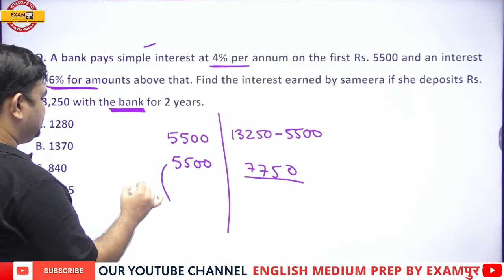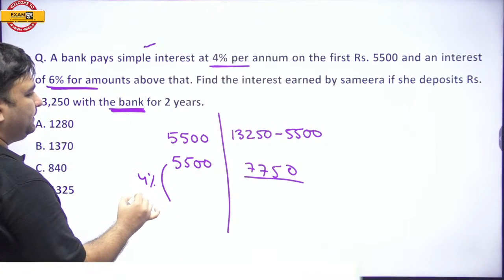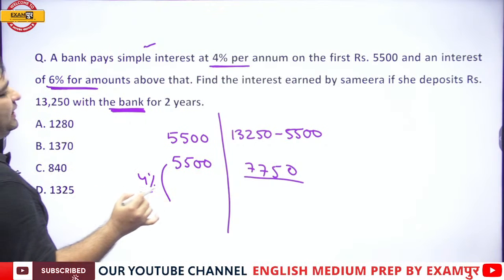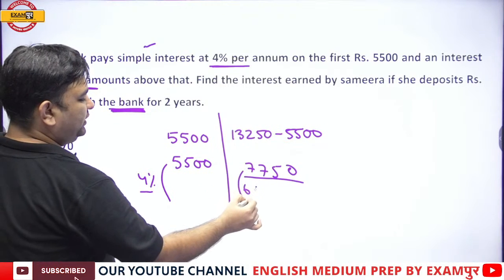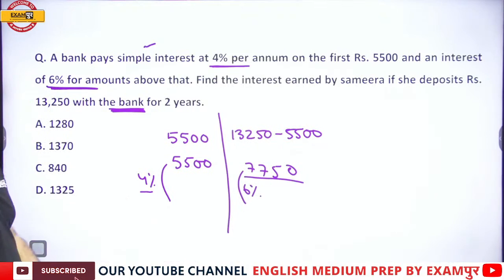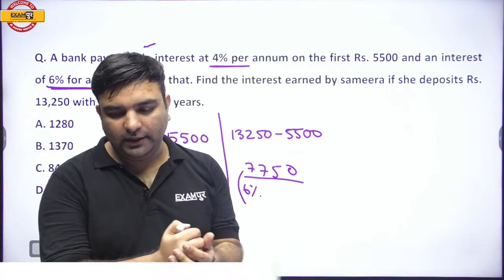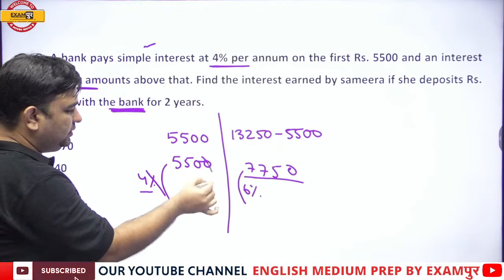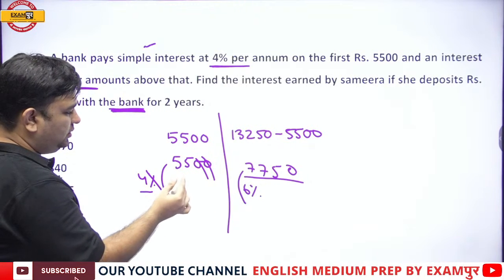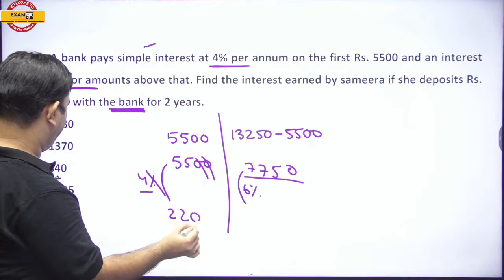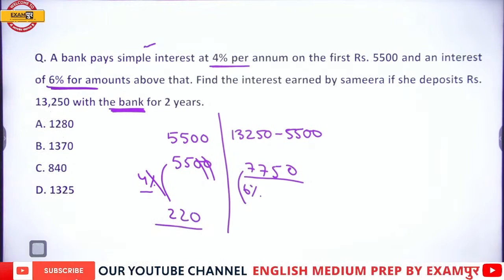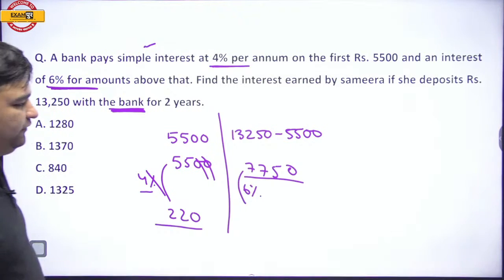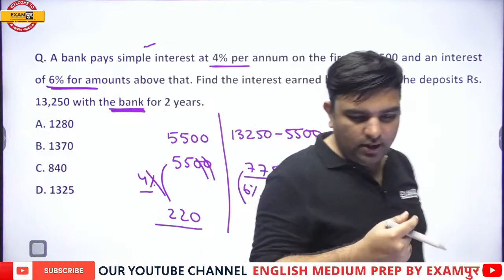You will get 4% interest over it, and you will get 6% interest over it. Percentage has the capability to cancel out 2 zeros, gone. 220 is the interest. Options are looking very big.